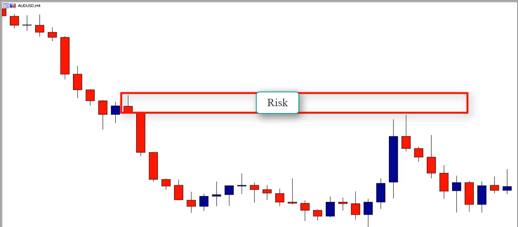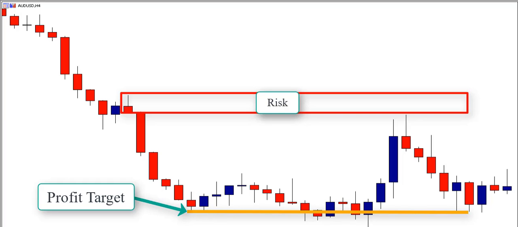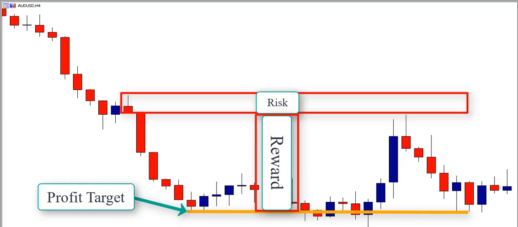So what is the profit target? The profit target is always the next support level. So the reward is the distance between the proximal line and the profit target. Now you can clearly compare the risk to reward ratio. So it's obvious that this zone has a good risk to reward ratio.